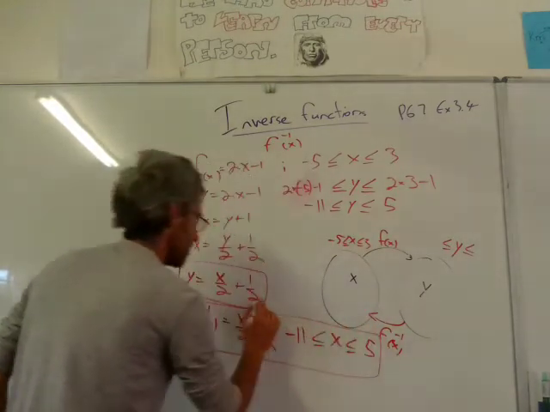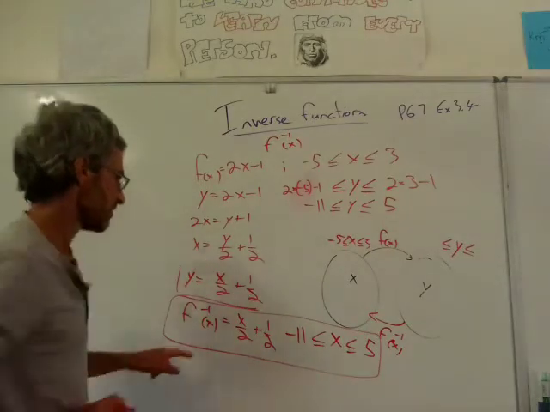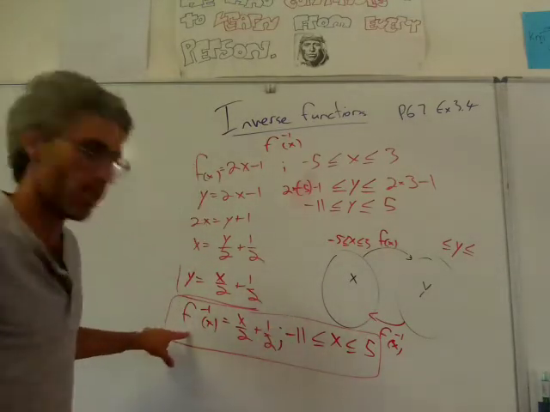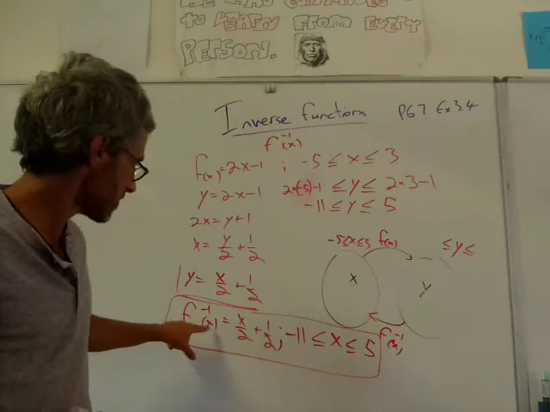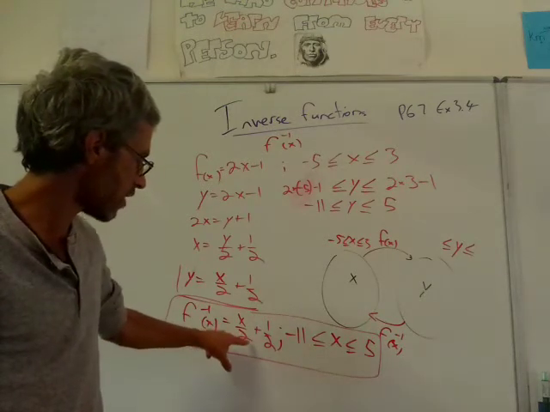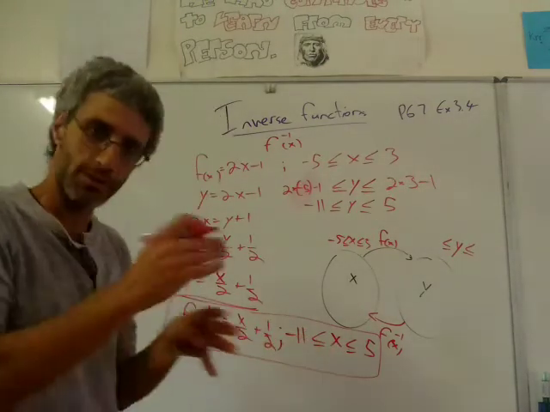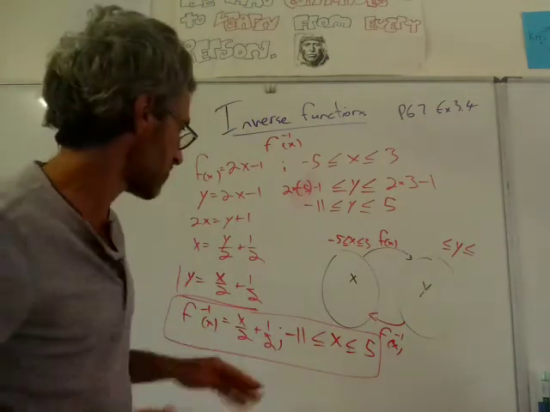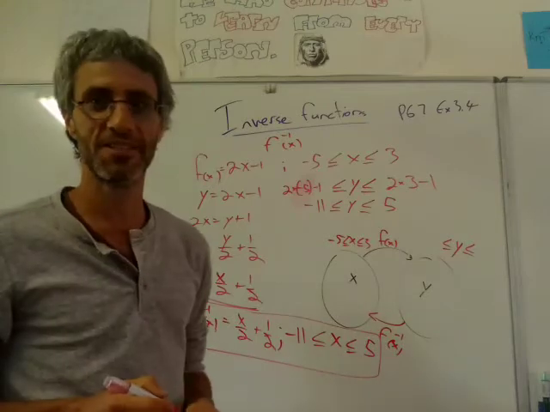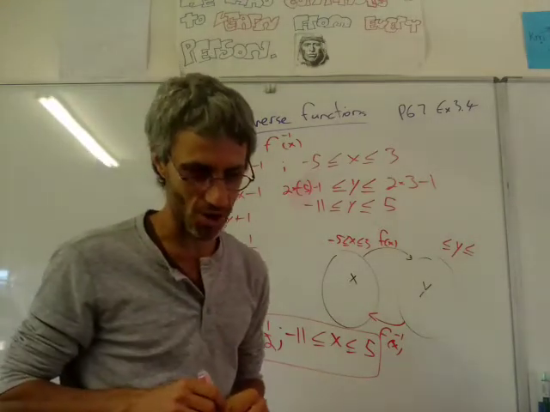Okay, let's get rid of this line. My final answer is that the inverse function is x over 2 plus half, or half x plus half, and the values of x are between minus 11 and 5. Okay, let's move on to our last example.